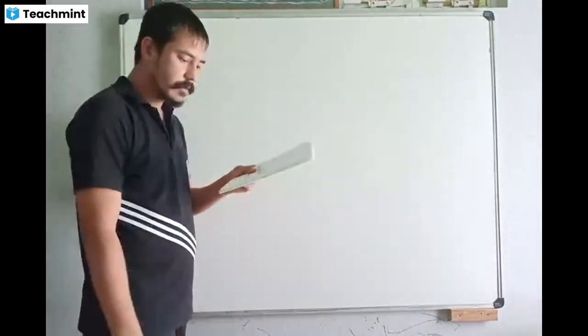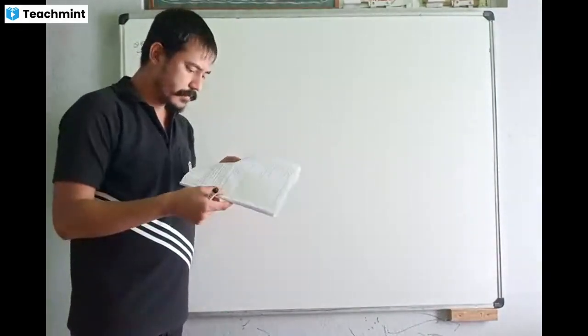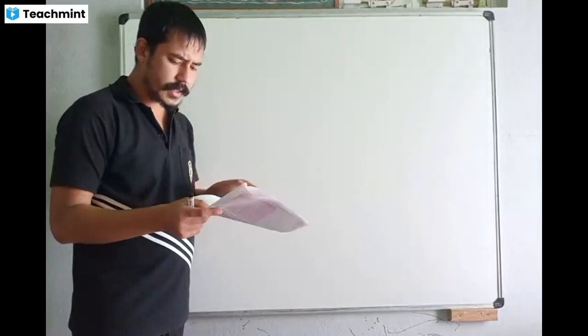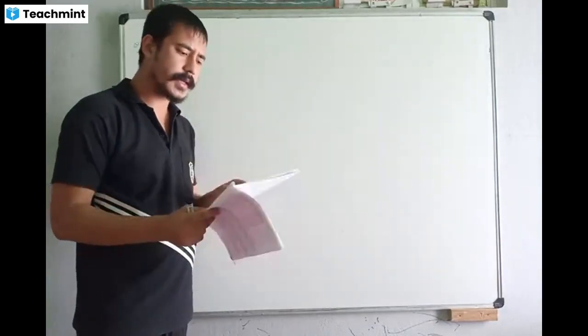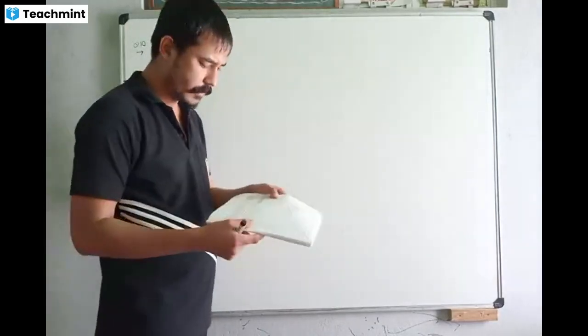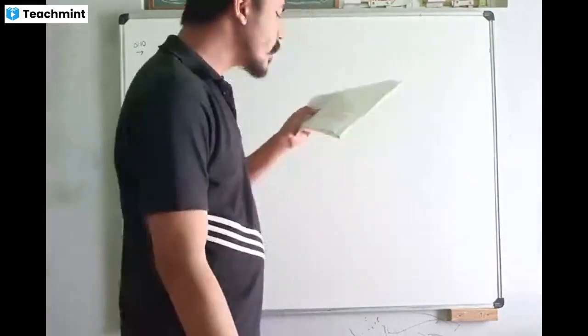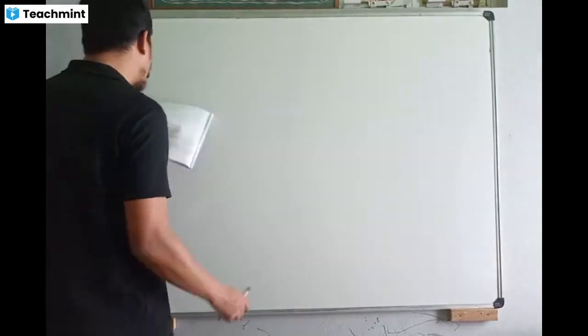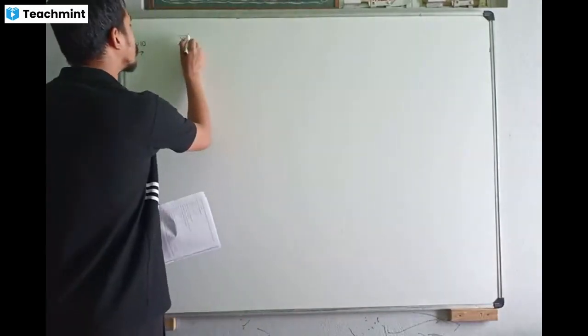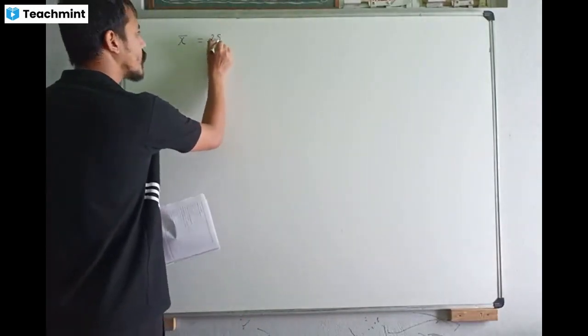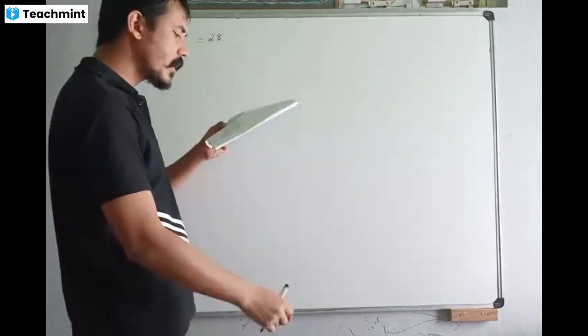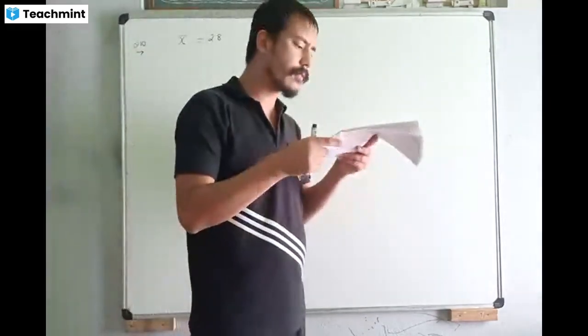Now let's see the question, page number 202, plus 12 education textbook, I think. I'm not sure. Page 202, question number 10. The arithmetic mean is 28. Arithmetic mean is x bar. X bar is 28. Find the missing frequency.